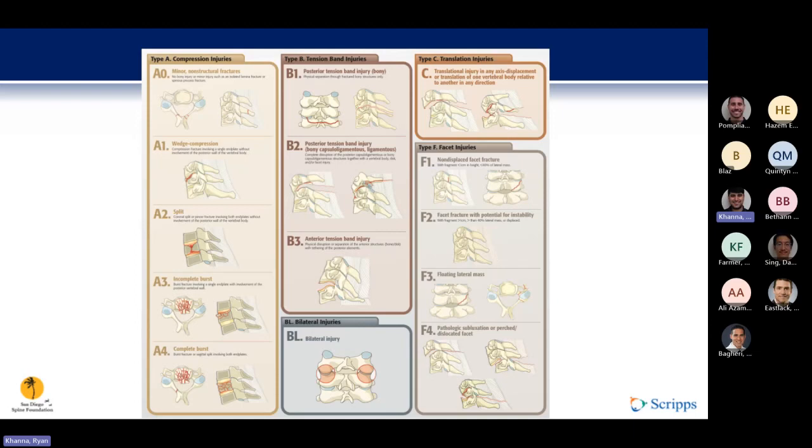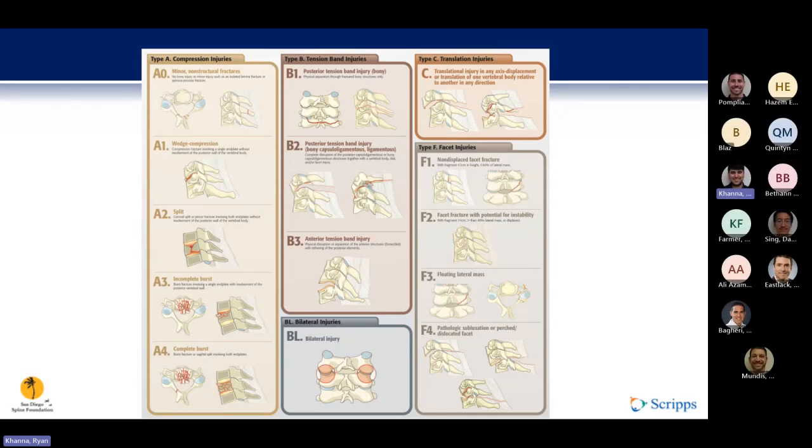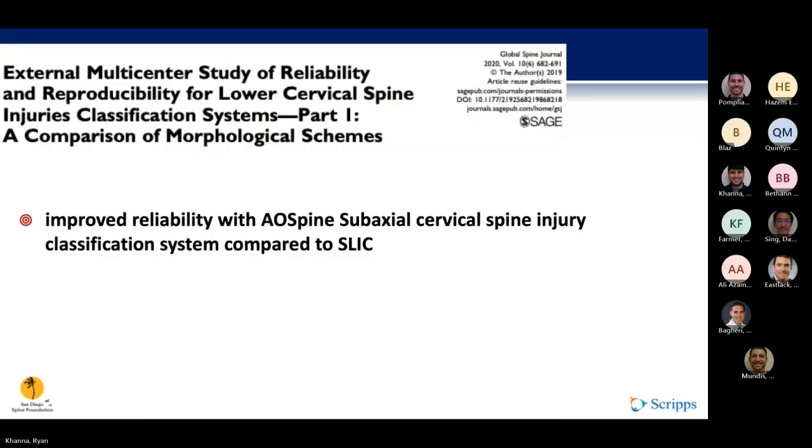C, most severe, was a translation injury, translation of one vertebral body relative to another in any coronal, sagittal, or axial rotation. And then type F referred to whether they had a facet injury in addition to a vertebral body injury, and ranged from F1 being a non-displaced facet fracture all the way down to F4, which was a pathological subluxation or a perched or dislocated facet. Like I said, it had improved reliability compared to the SLIC.